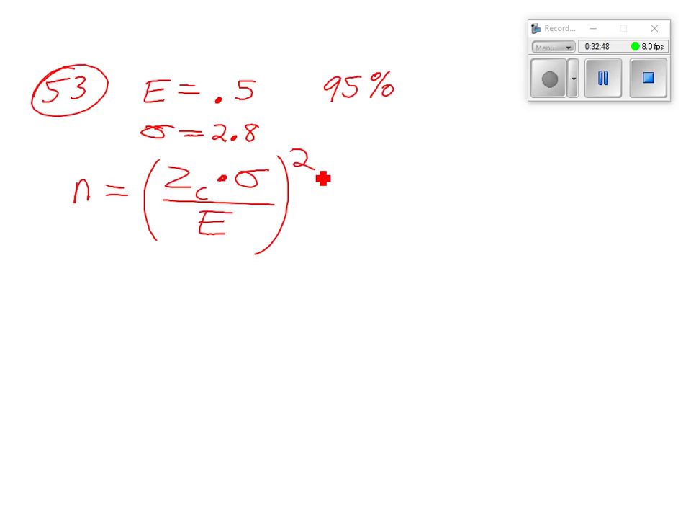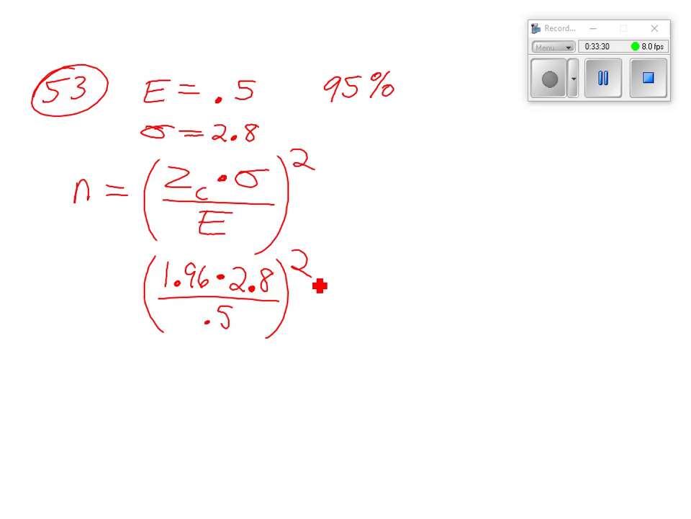Z_C. This time we have to find the critical value. We're at a 95% confidence interval, so the easiest way to find the critical value is to use the calculator and do the inverse norm, all that stuff. It's easier to just look right here. If it's 95%, what's the critical value? I hope you got those charts. What's sigma this time? 2.8.